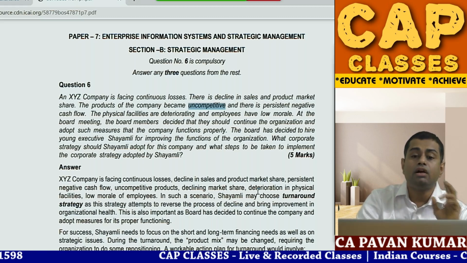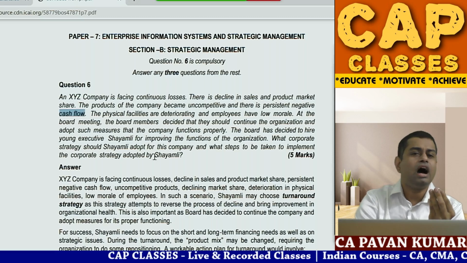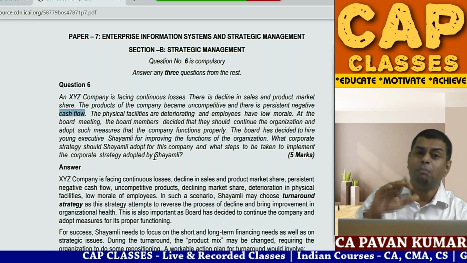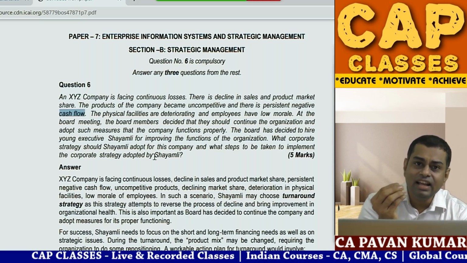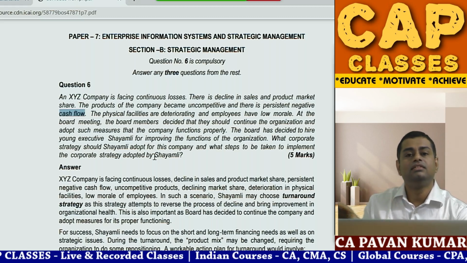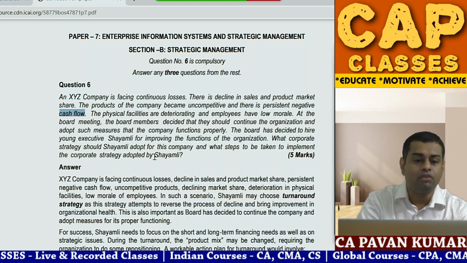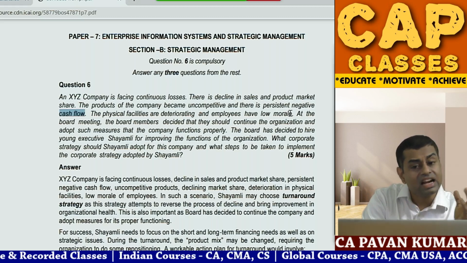Uncompetitive, turnaround. Persistent negative cash flows, turnaround. How can ICAI tell you more than this? They have clearly said, if you do not understand, so many hints we have given, it is turnaround. The physical facilities are deteriorating, employees have low morale, all these are characteristics of turnaround.